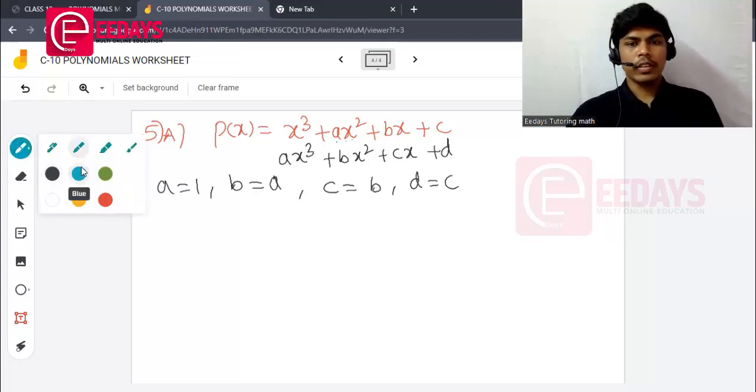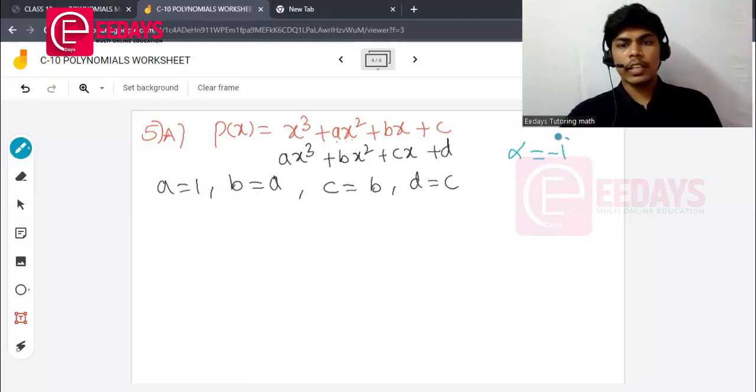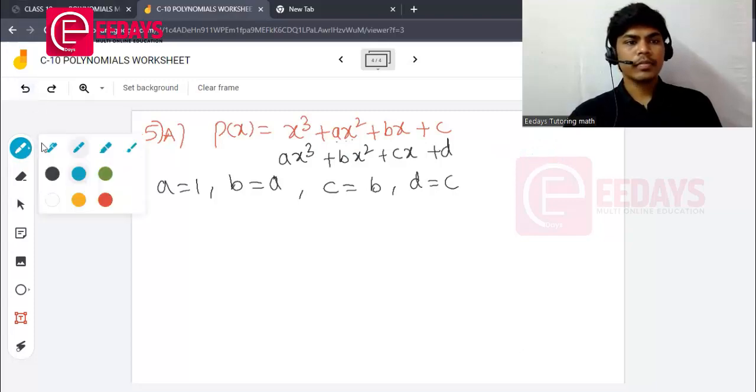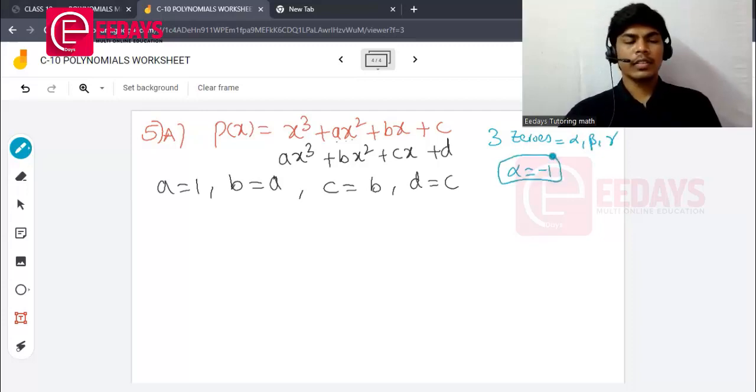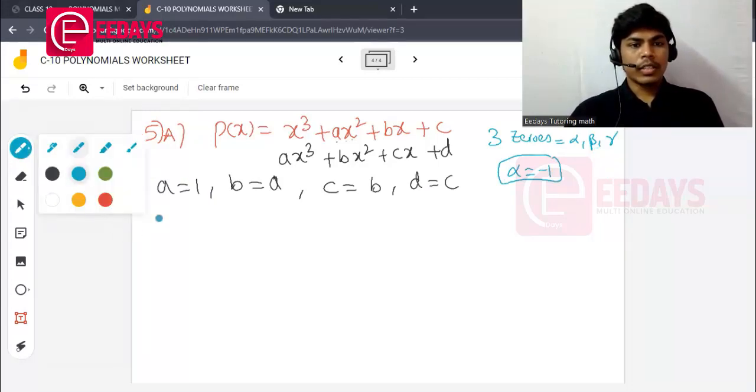Don't confuse. One of the roots, alpha, is equal to minus 1. We know that three roots are there. Three zeros are alpha, beta, gamma. Alpha they given already as minus 1. We need to find the other two zeros.